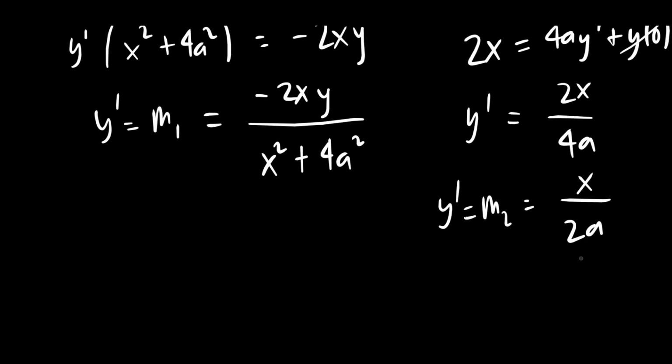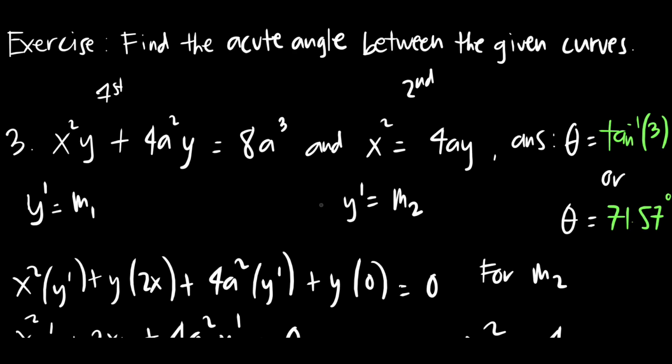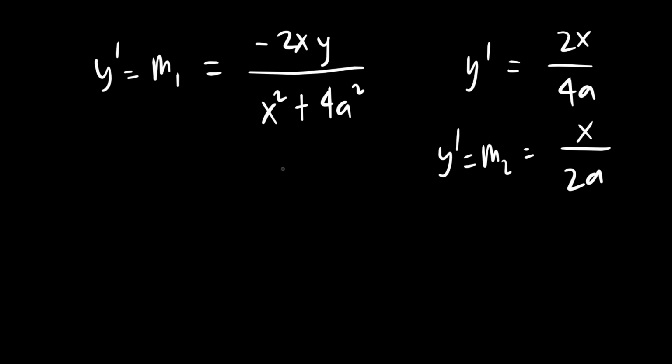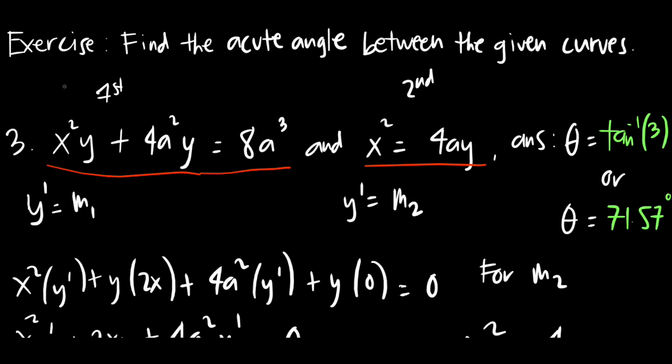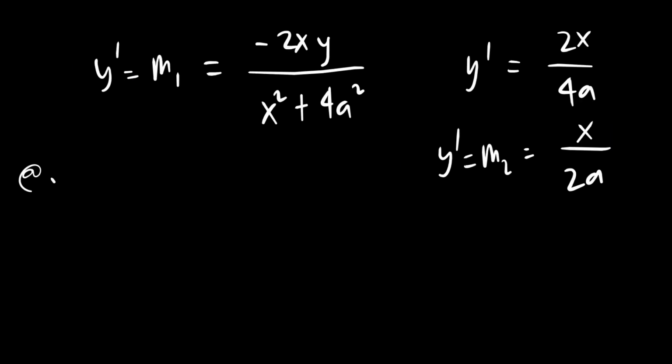The values of x and y here are still unknown, so we'll find the values of x and y. We'll use the equations of the first curve and the second curve. What is the equation? x squared equals 4ay.